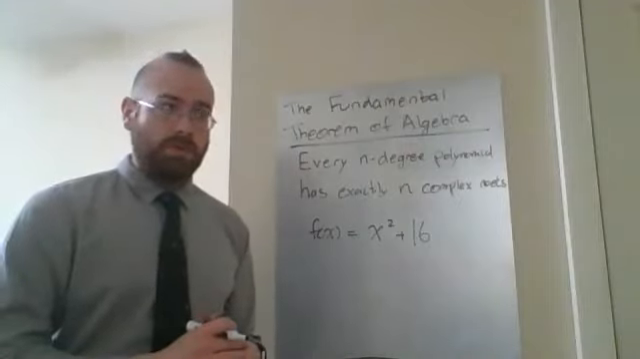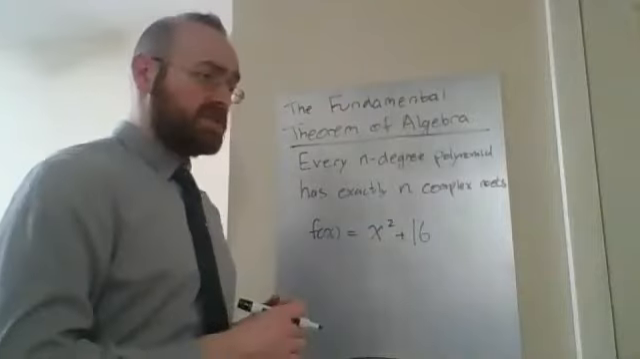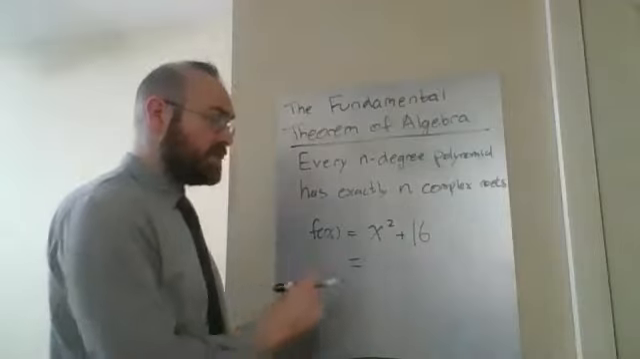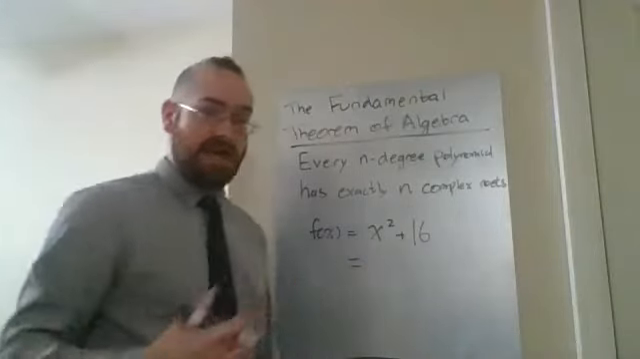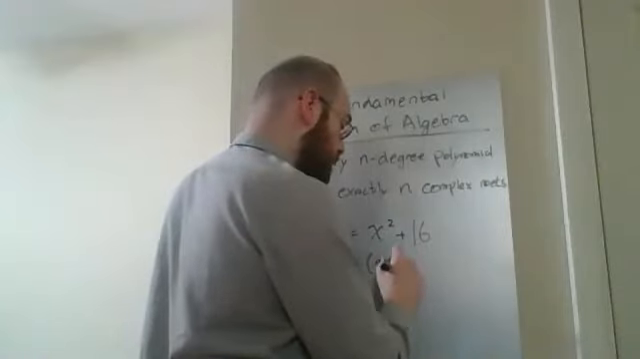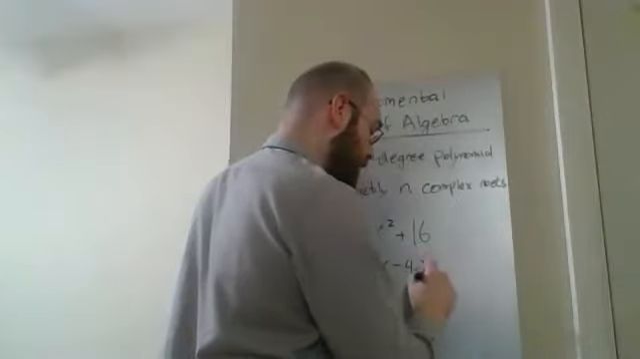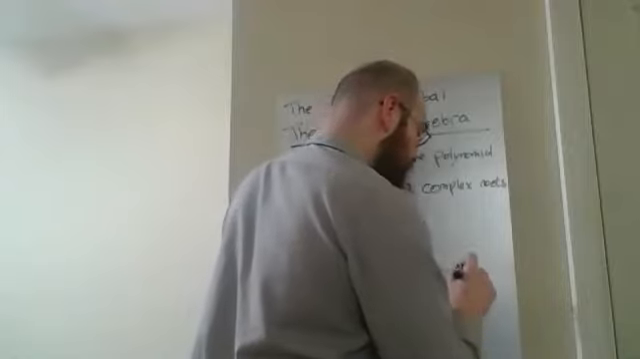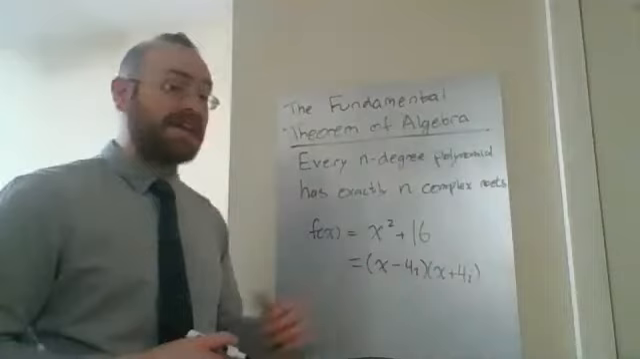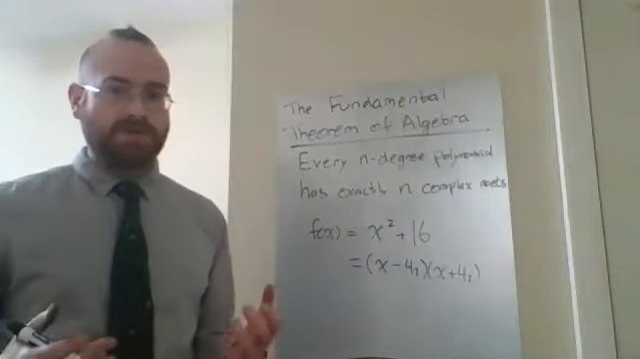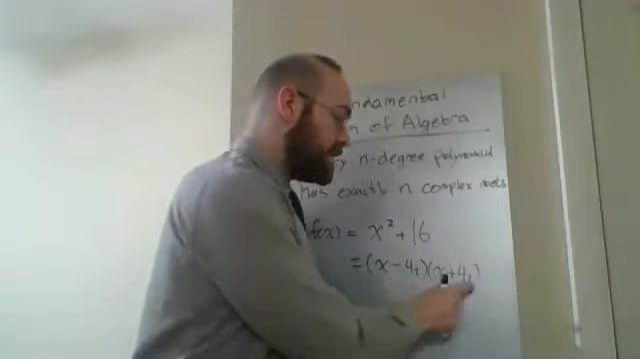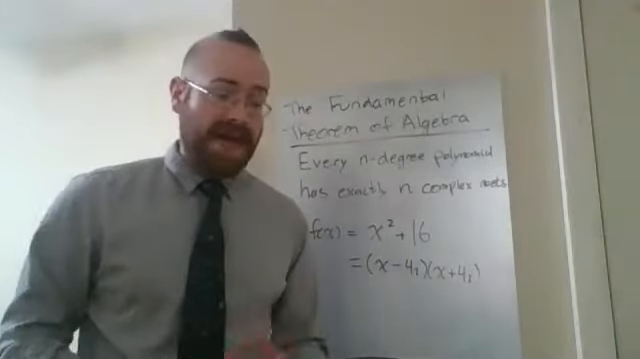So we wouldn't necessarily factor this expression, but if we identify that the roots are negative and positive 4i, then we could write our polynomial as x minus 4i times x plus 4i. So this would be an example where we have a polynomial with imaginary zeros. Imaginary numbers are complex numbers. And we can again write it as a product of linear factors.